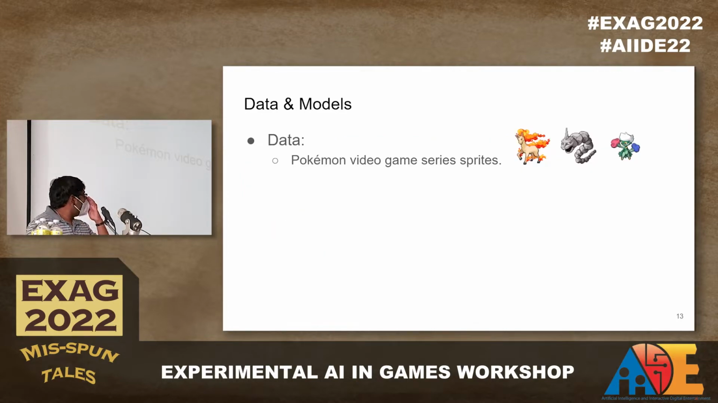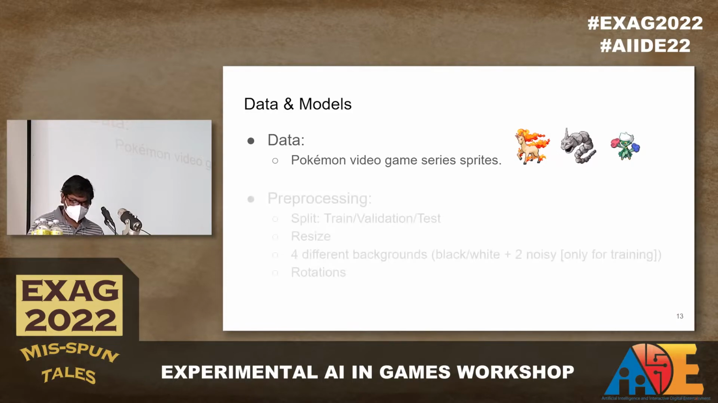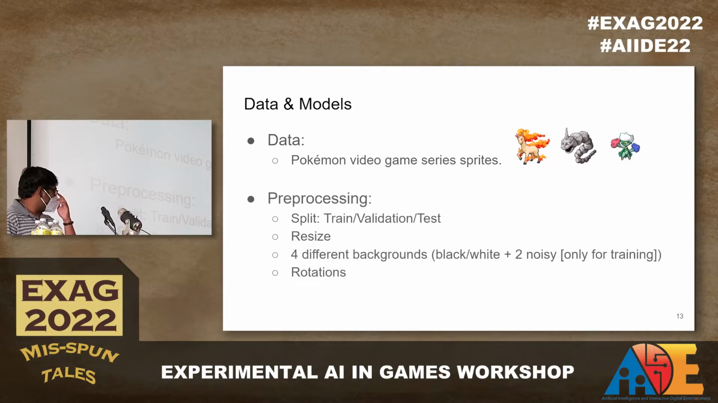In terms of data, we use the Pokemon dataset, which is essentially a compilation of sprites from multiple Pokemon video games, such as the ones you see here. We do a fairly standard pre-processing loop where we split the data into train, validation, and test. We resize them to the same size. And we use 4 different backgrounds for data augmentation: a black background, a white background, and 2 noisy backgrounds for training. We also perform some random rotations for more data augmentation.